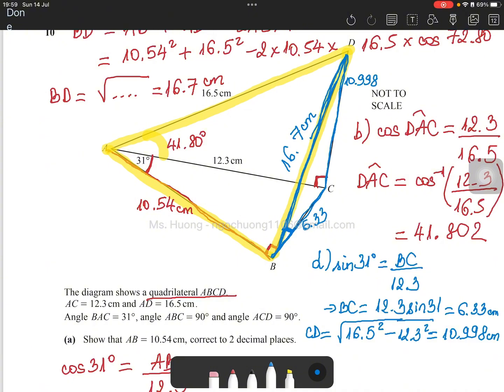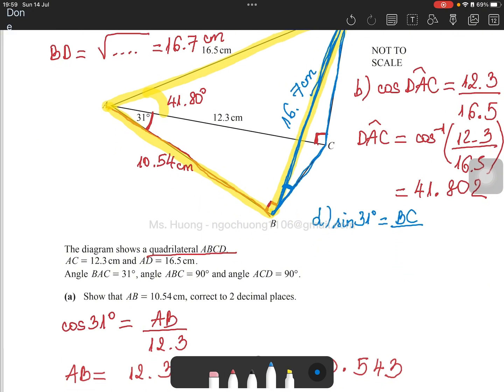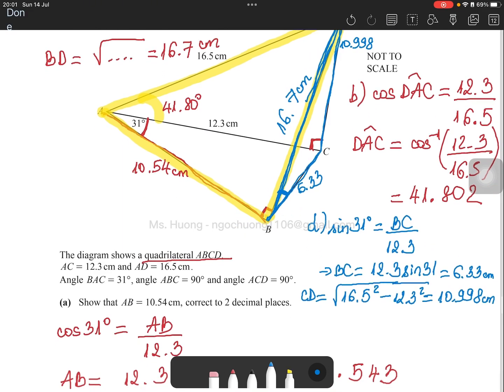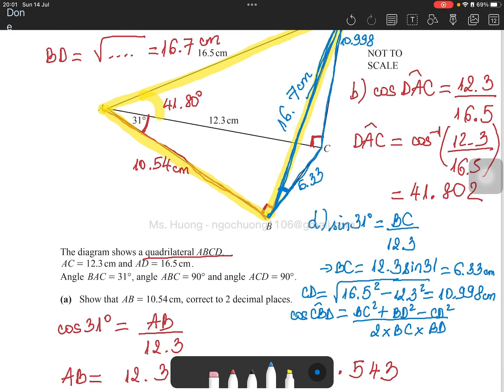10.998. So now we'll apply the cos rule to this triangle to find the angle CBD. The cos rule says that cos of CBD is equal to BC squared plus BD squared minus CD squared all over 2 times BC times BD. And now we substitute all the numbers into this formula.